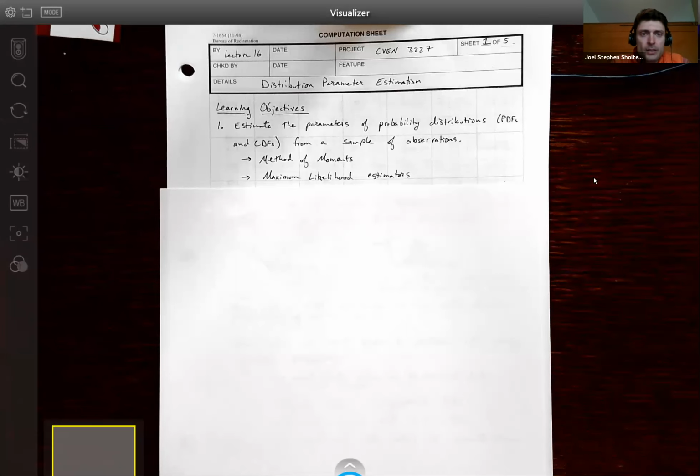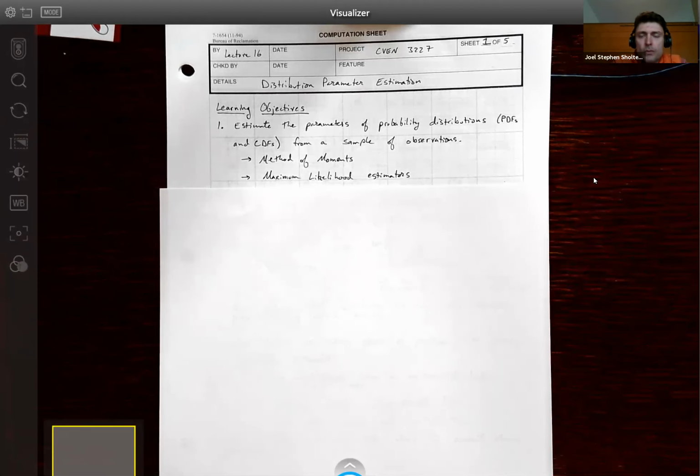So our learning objectives for today, one, and that is to estimate parameters of probability distributions, PDFs or CDFs, from a sample of observations. So most of the problems we've been getting are, okay, say that some random variable follows a normal distribution with a mean and standard deviation, and then calculate probabilities based off of that.